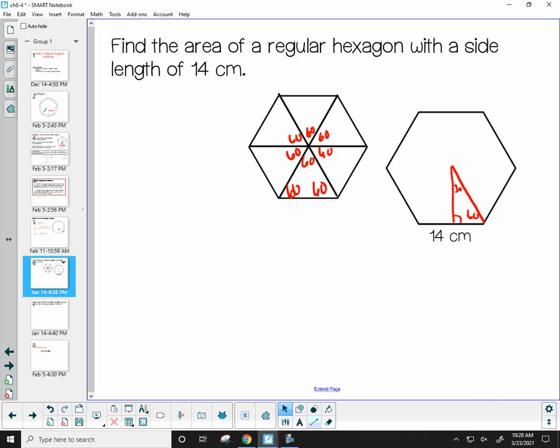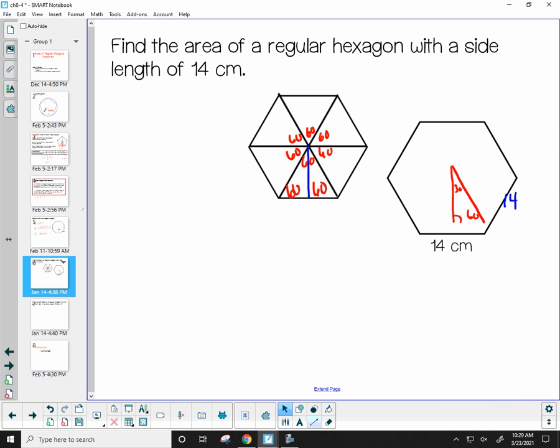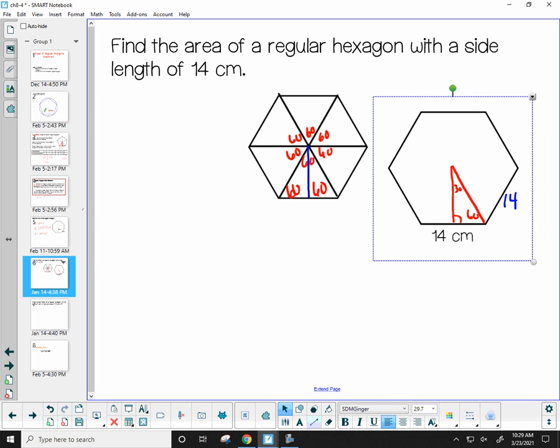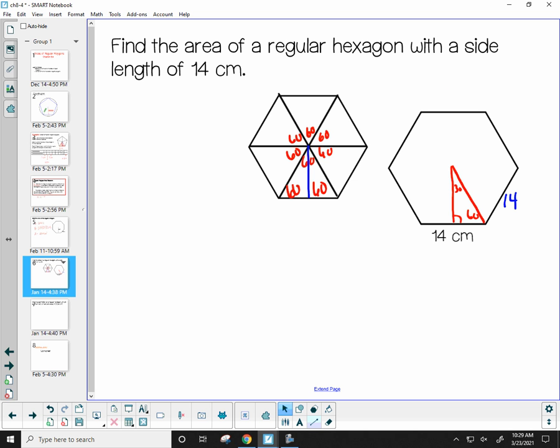So when I draw in this apothem right here, this angle is 60, this is being bisected, so that's 30. We have that 30, 60, 90 triangle. So if I know a side length, the side length is 14 in this case. Keep in mind, if this is isosceles, it's bisecting the base, which means the small side has to be 7. Just my short leg is 7.